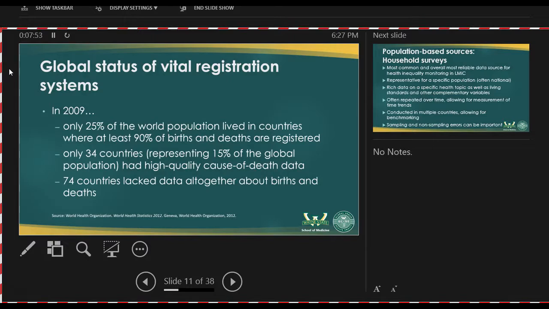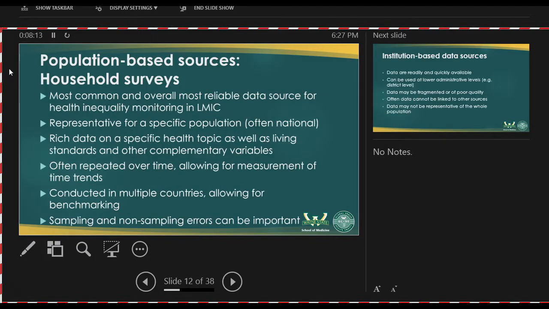In 2009, only 25% of the world population lived in countries where at least 90% of births and deaths are registered. Only 34 countries, representing 15% of the global population, had high quality cause of death data, and 74 countries lacked data altogether about births and deaths. So you can see it's not up to the mark of what we want it to be.